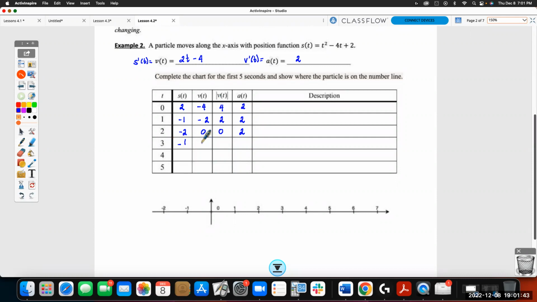velocity is 2, absolute value of velocity is 2, acceleration is 2.